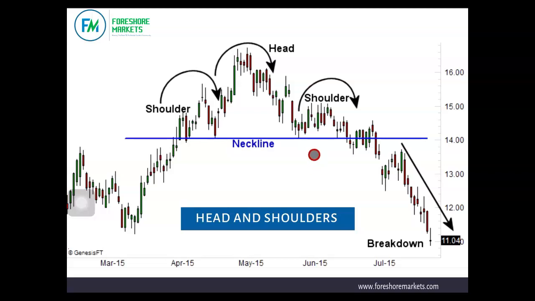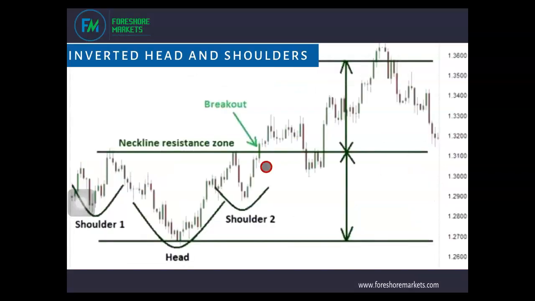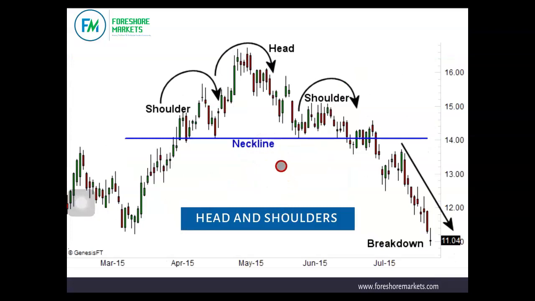So let's look at what a head and shoulders looks like. It is named after the structure of a human being. As humans, ideally you have a head and you have two shoulders. Someone came up with this strategy, and you see it very often in the market.